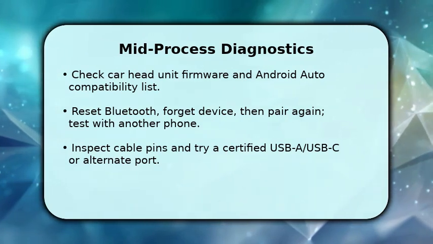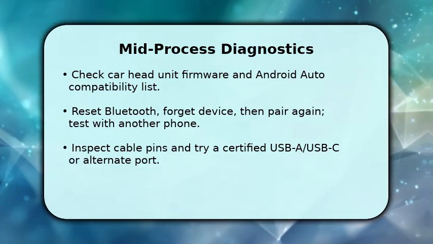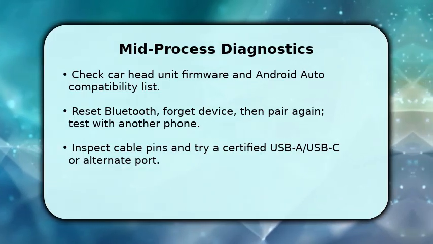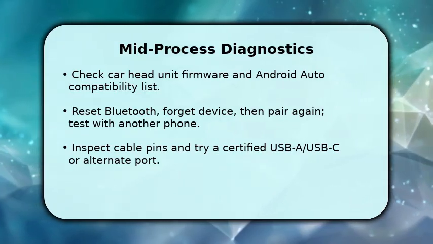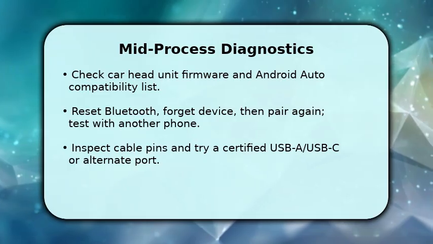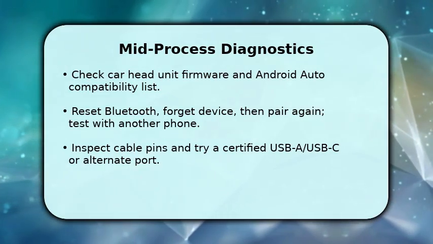Start by confirming your car head unit firmware is current and on the compatibility list because software mismatches block handshakes. Then reset Bluetooth on both devices. Forget the car on your phone, forget the phone on the car, and pair again to clear cached errors. Also test another phone to isolate the issue.